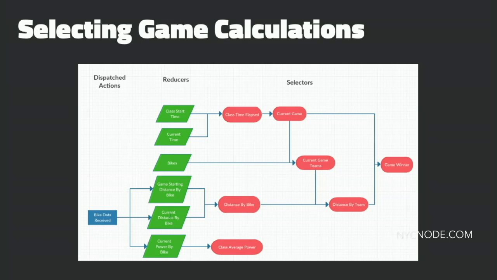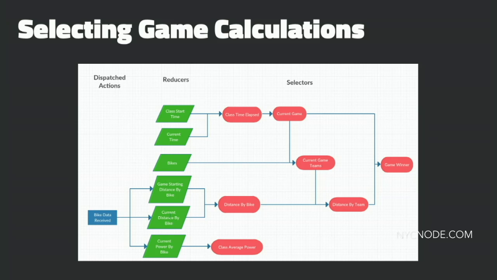So here's an example of how we do game calculations. Essentially, we know the current game based on the same logic that we did before, by determining what the current screen is. Then we can combine that with the bikes. We geographically split up the bikes into teams, and based on what the current game is, we know what the logic is. The teams are calculated in the selector because that source data never changes.